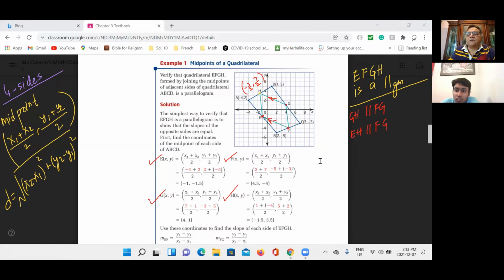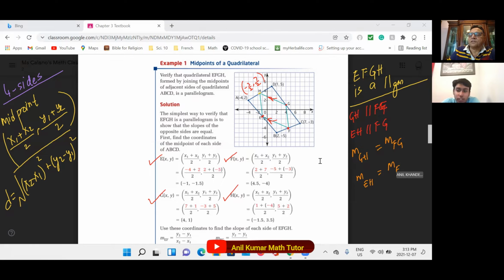G to H is parallel to F to E. Sorry, this was F. Yeah, FE. Okay. So we have to show that. To show that these lines are parallel, you have to find the slope, right? Yes, sir. So then you find the slope of GH, and that should be equal to the slope of FE. Similarly, the slope of EH should be equal to the slope of FG.